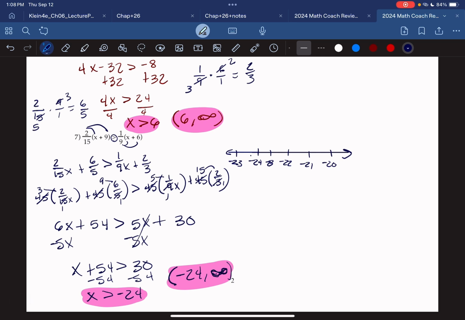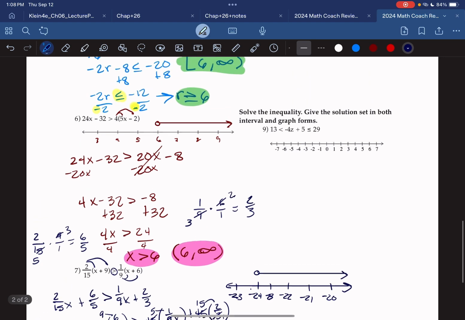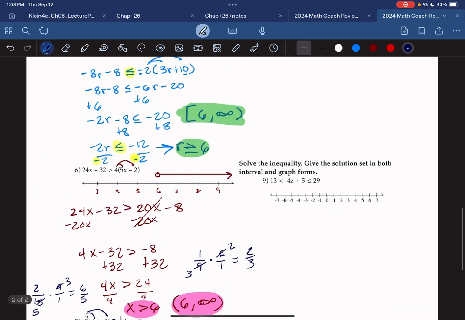Since it's just greater than, it's going to be an open circle. So let's find negative 24, open circle. And here it says x is greater than. And when it's greater than, we go to the right. So there we go. That's our graph. Now let's go to number 8.